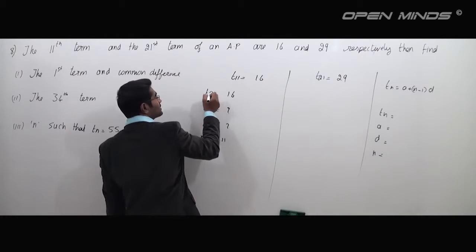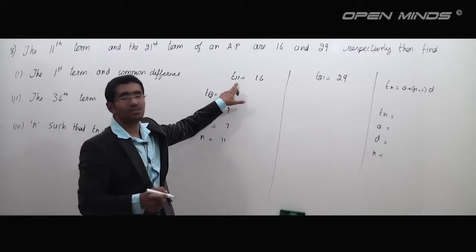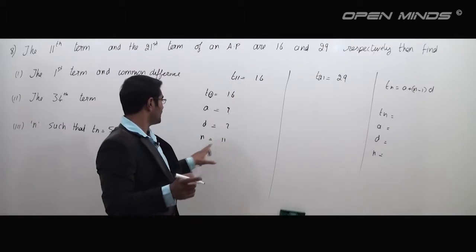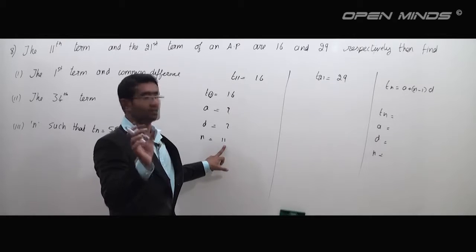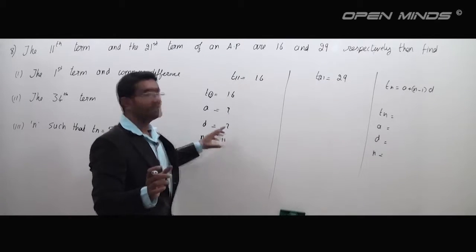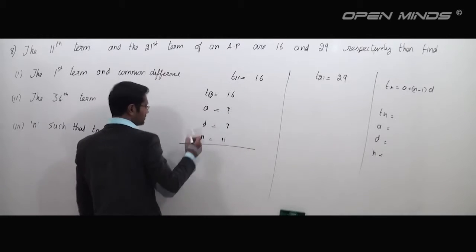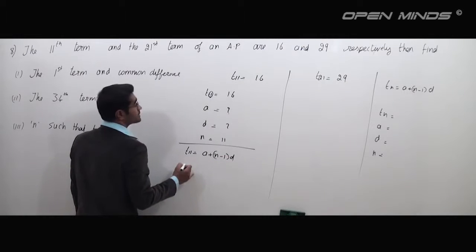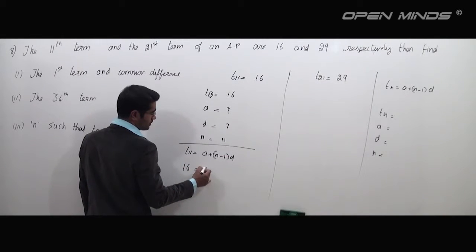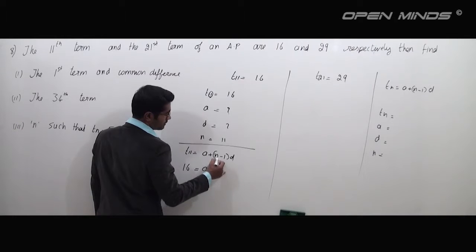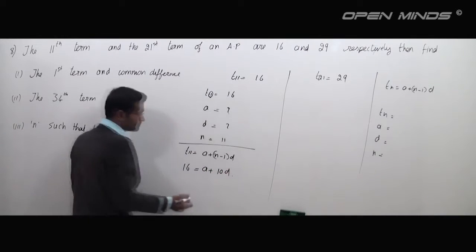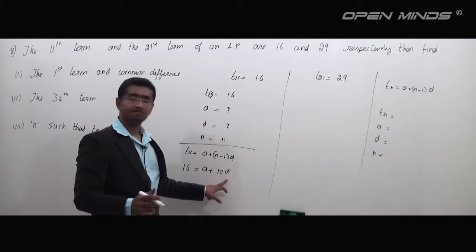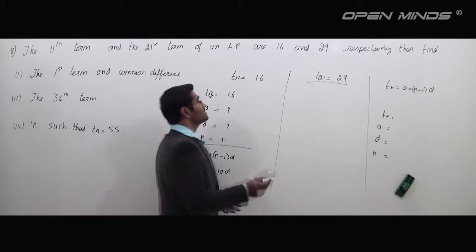Why is that? Because T11 means the 11th term, right? The value of the 11th term is 16, so that is given to me, and we know the position of the term. A and D, I don't know. It means I cannot solve this completely, but still, let me substitute. T11 is A plus (n minus 1) into D. That's like 16 is equal to A plus, n is 11, 11 minus 1 is 10, so 10D. I cannot solve this equation because there are two terms which I don't know, A and D. We'll see why the other one is given to us.